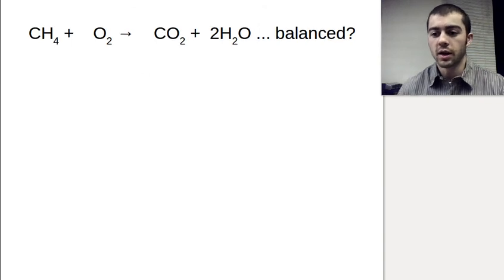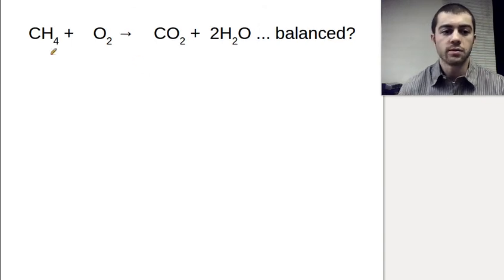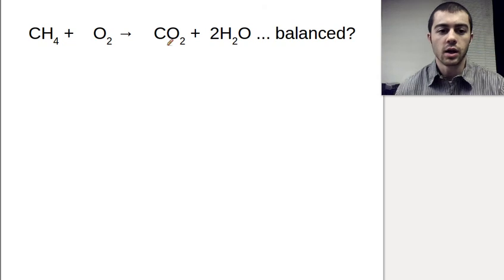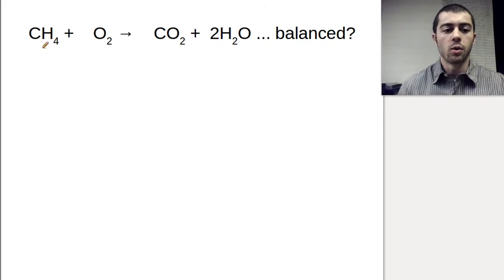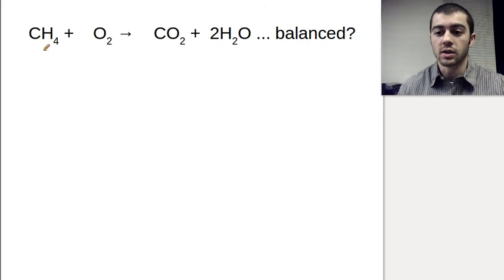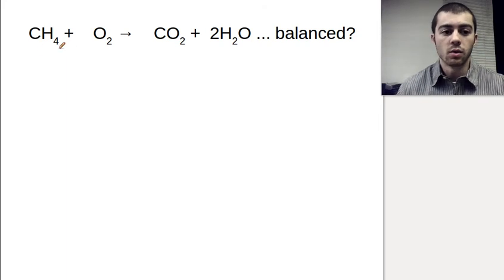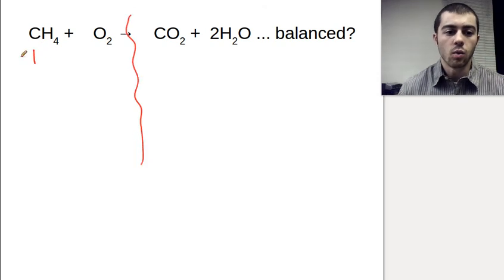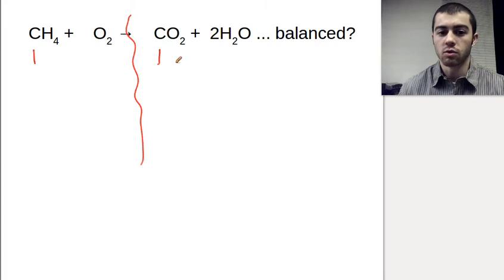So let's take a look at another example here. We've got CH4, methane, plus oxygen, making carbon dioxide and water. Is this a balanced equation? So this one we have a couple more elements involved. What we want to do is the same exact process that we were doing before. So we'll save the hydrogens and oxygens for last here. So we're going to start with the carbons. On the left side we have 1 carbon. On the right side we have 1 carbon. So the carbons are balanced, we're ready to move on.